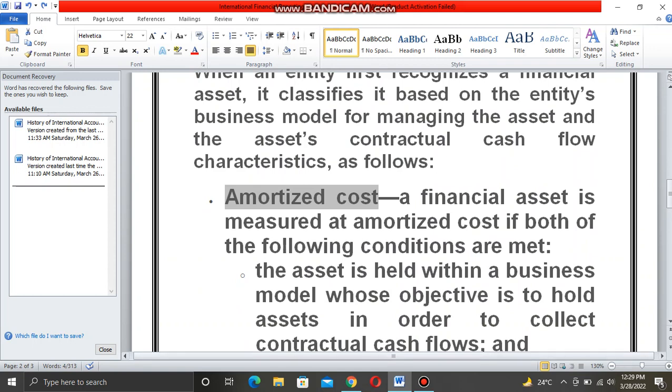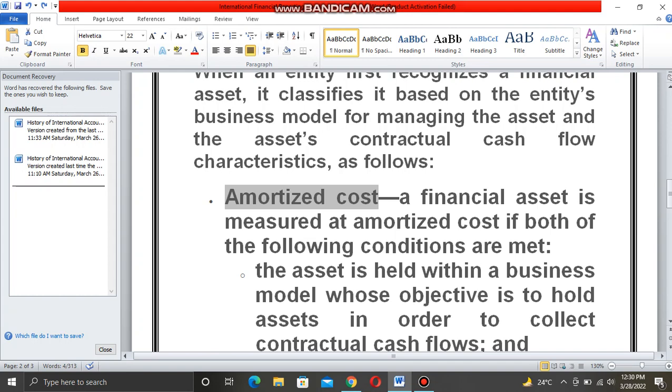Amortized cost. Everybody knows about amortization and depreciation. Tangible assets can be depreciated with the passage of time; they have a useful life. Amortization we do for intangible assets. Intangible assets can be amortized, like software or any other intangible assets your business has. So this can be amortized with the passage of time.